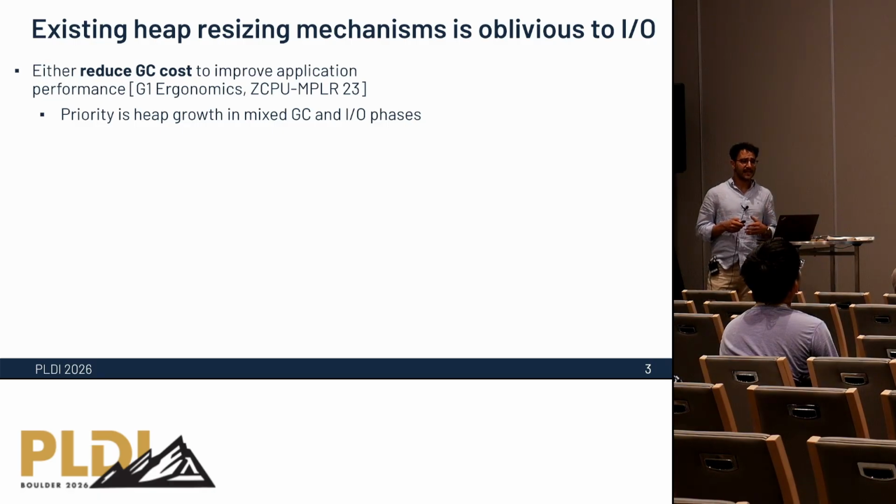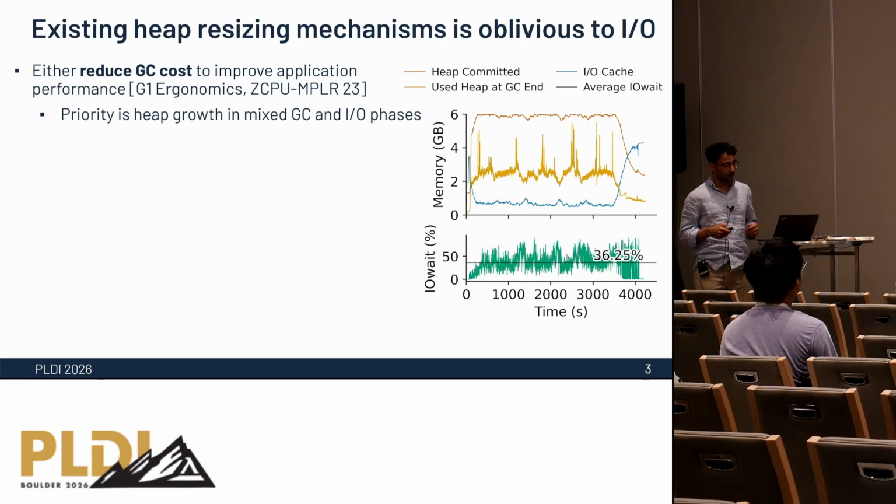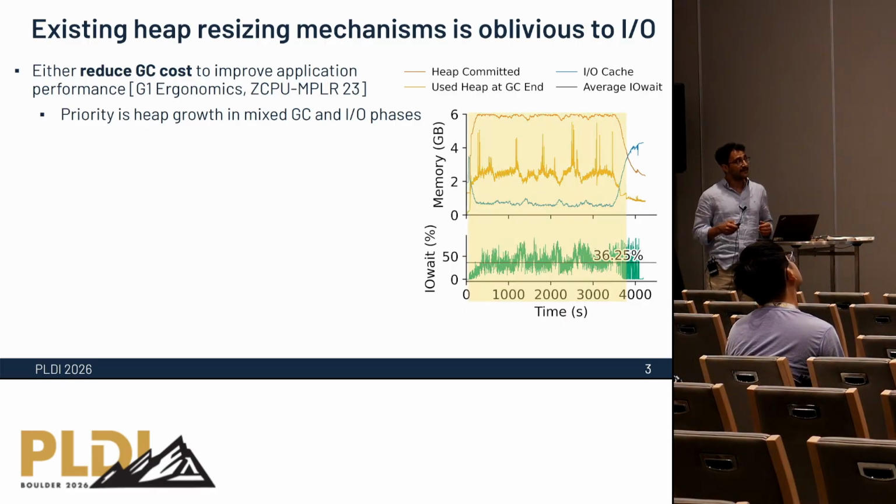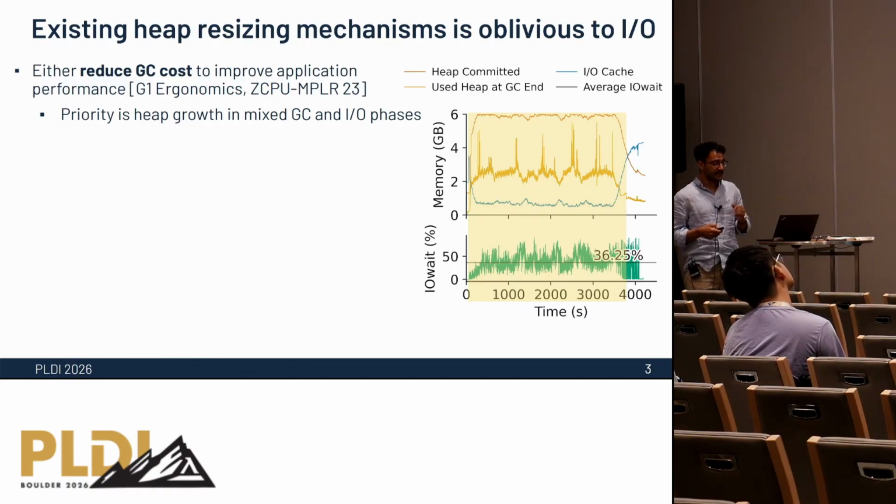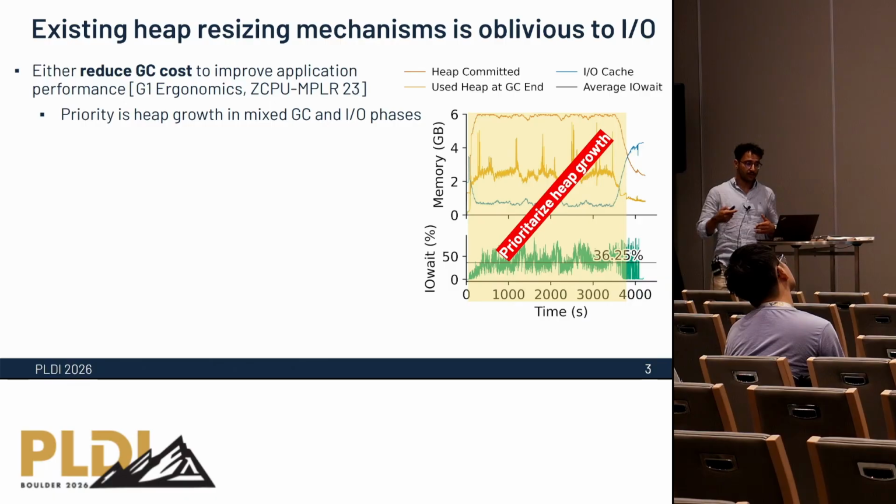One line of existing heap resizing mechanisms tries to reduce the GC cost to improve application performance. However, resizing only the heap for GC performance doesn't work. For example, in the previous experiments of the Wikipedia workload in Elasticsearch, in this time frame, you can see we have both high GC and high I/O overhead as there are concurrent document ingestion and query search operations. This existing resizing policy prioritizes heap growth to reduce the GC cost and does not consider the I/O.